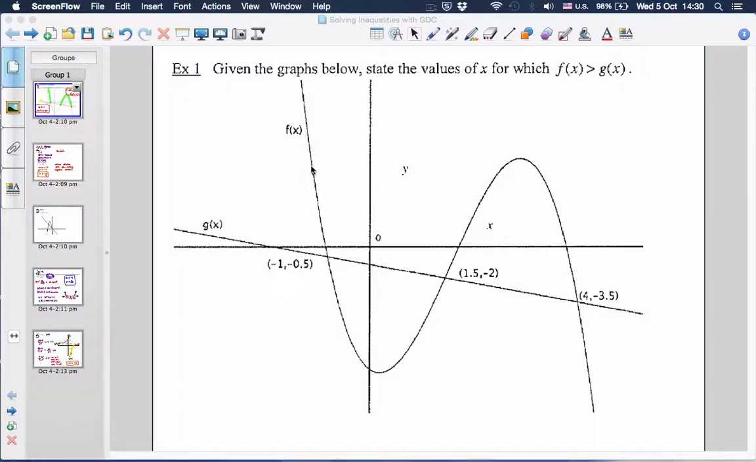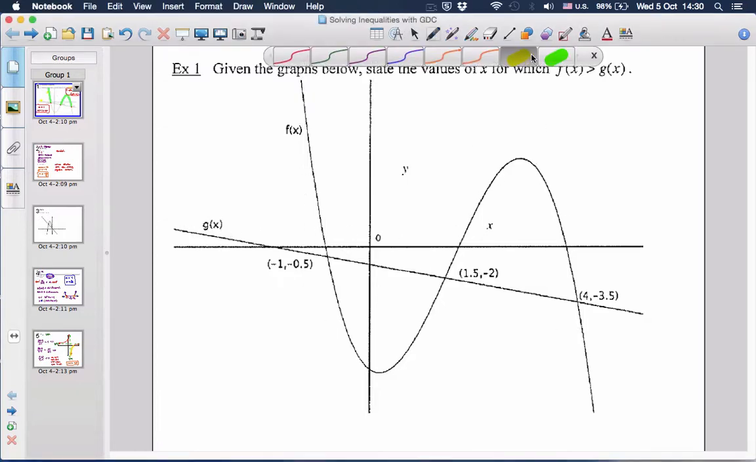Okay, let's solve some inequalities with GDC. Here we have a graph of f of x and g of x, and we want to know when f of x is greater than g of x. So f of x and g of x are y values, right? It's the output. So that means you can look at the graph and figure out which one's above the other.